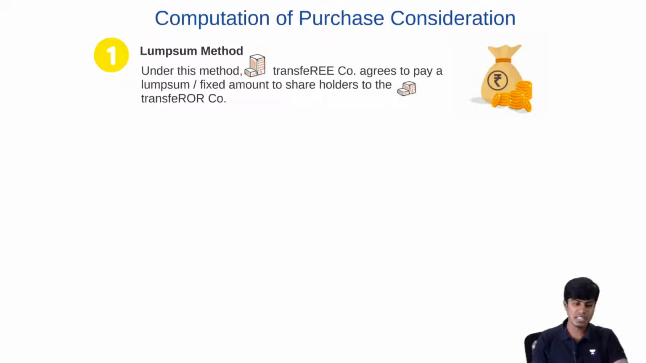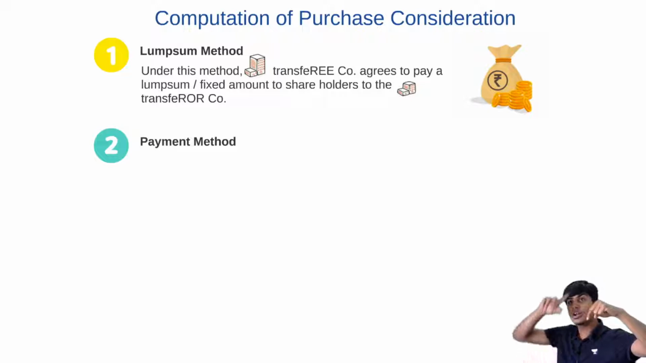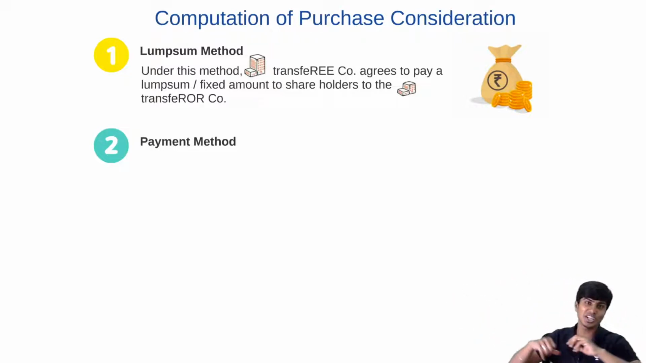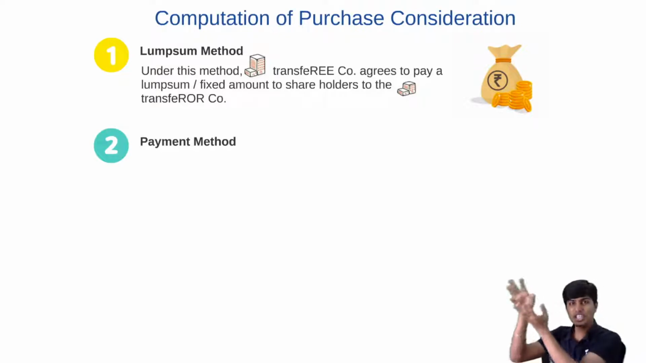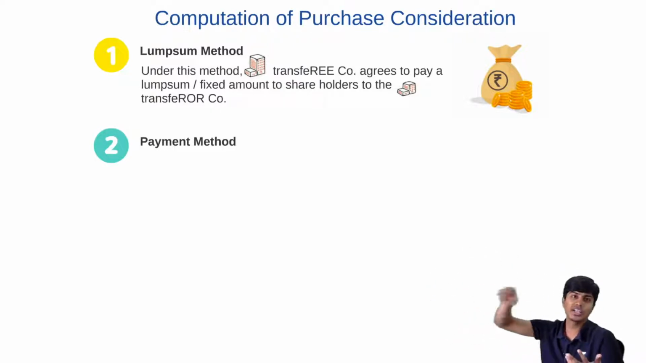What we have after this is the second method, called the payment method. What is it called? Payment method. Under the payment method, they will not tell the lump sum amount, but they will tell the various forms in which we are paying. They will tell these many equity shares are given at this rate. These many preference shares are given at this rate. These many debentures are issued at this much premium. This much cash is given. These many equity shares are given in the transferee company for these many equity shares in the transferor company. So they'll give that ratio. For 3 shares in the transferor, you will get 2 shares in the transferee. For every 1 share in the transferor, you get 2 debentures in the transferee. For every 1 share in the transferor, you get 10 rupees cash.